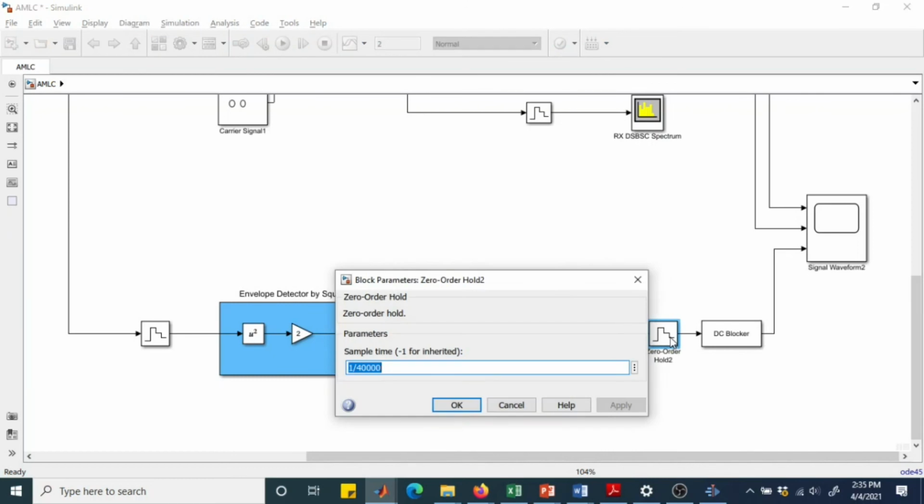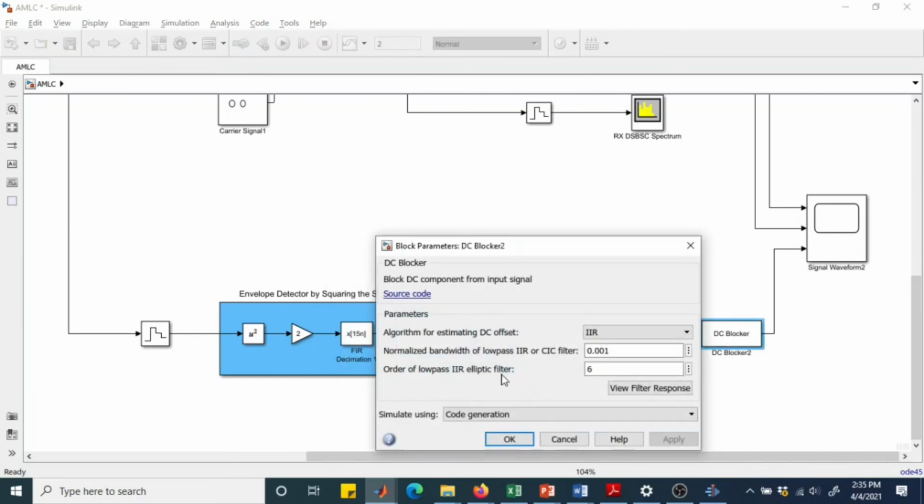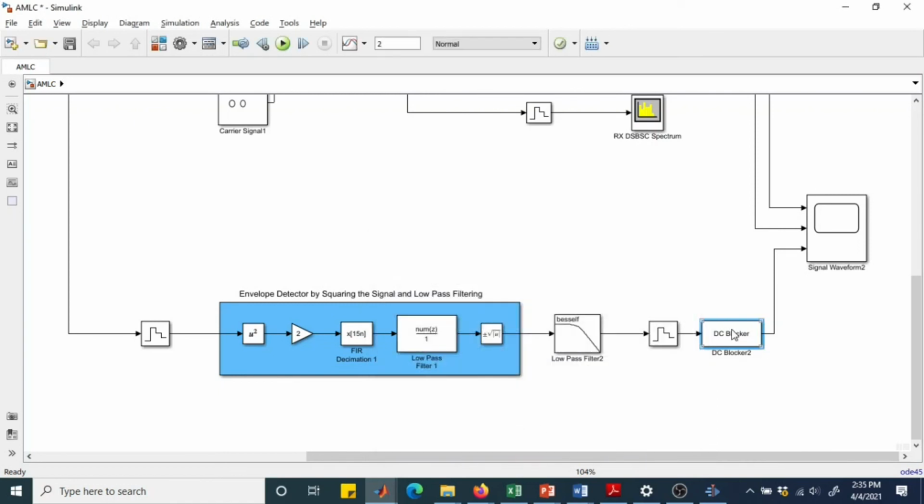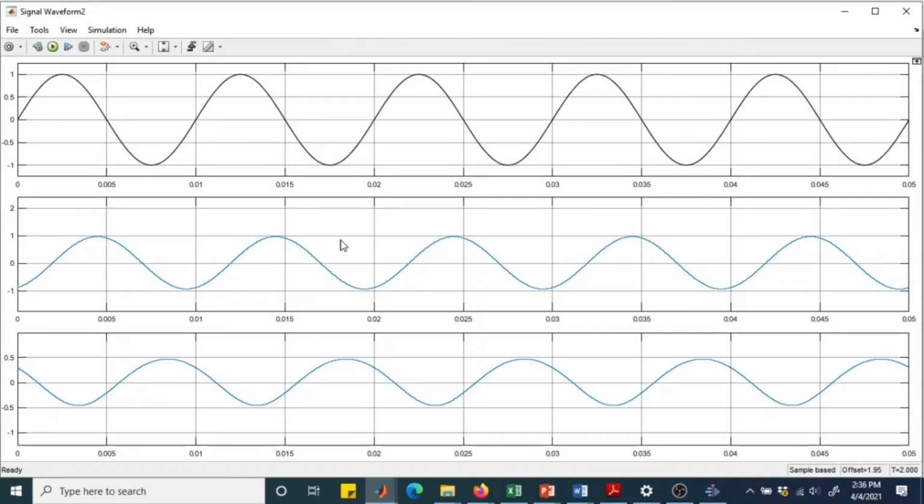Then we use a sample and hold. Eventually we use a DC blocker. Again we use an infinite impulse response DC blocker, and then we portray the output of this DC blocker to the signal waveform. So let us visualize the results. Now herein the first waveform is of the message signal. The second waveform is basically the demodulation of a coherent demodulator that we have discussed previously. And the third waveform is basically the demodulation using a non-coherent method, and specifically envelope detection.